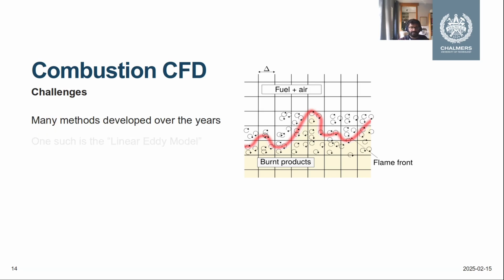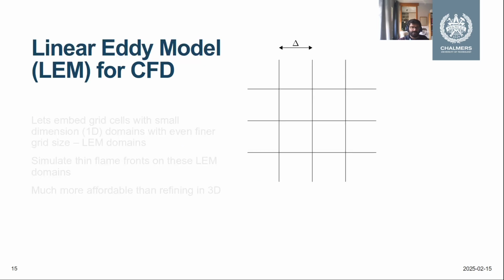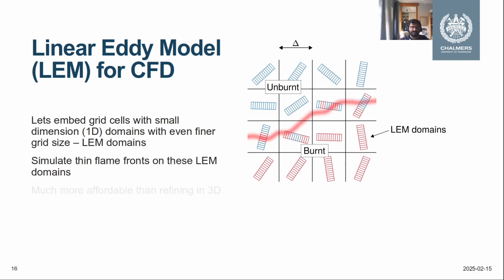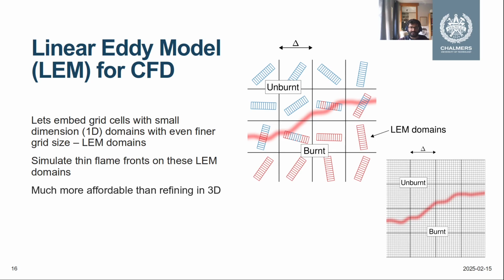Over the years, a lot of research has gone into resolving these issues, which has resulted in many widely used methods. We shall focus on one such method known as the linear eddy model, or LEM. When using LEM for CFD, we first begin with a CFD grid of resolution delta, and then we embed each cell with a 1D domain, which has an even finer resolution. These are called LEM domains or LEM lines. We then simulate flame fronts on these embedded LEM domains. This is much more affordable than resolving in all 3 dimensions.